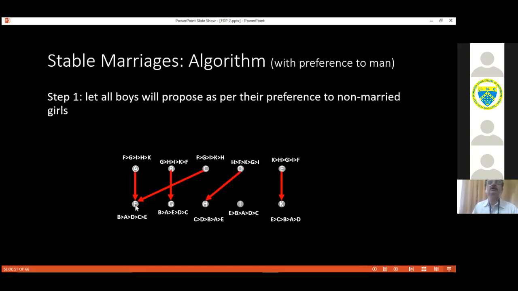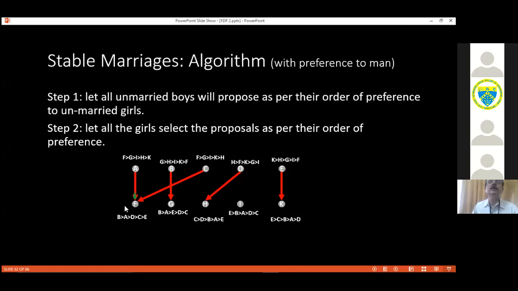Then among those two, F should choose. F will choose A or C in his list. In her preference list, A is more preferred than C, so F will prefer A. Okay, F will prefer A. This marriage will take place.